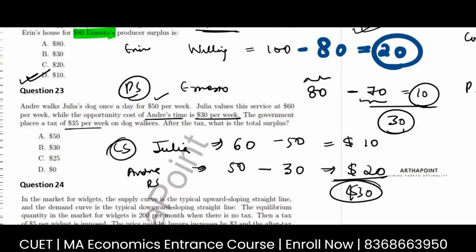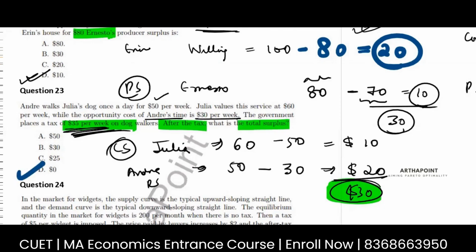The government places a tax of 35. The total surplus in the market is 30. But the government charged 35. And the government charged a tax more than what the total surplus was. Everything is gone from the market. Everything is eradicated from the market, right? So because everything is eradicated from the market, after tax, the total surplus will simply be 0.